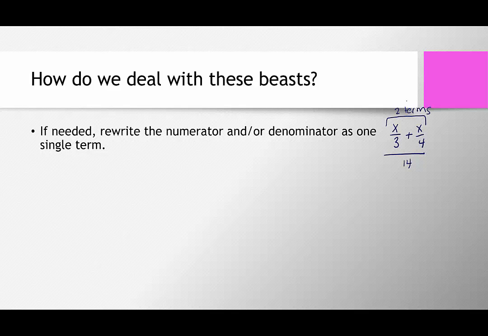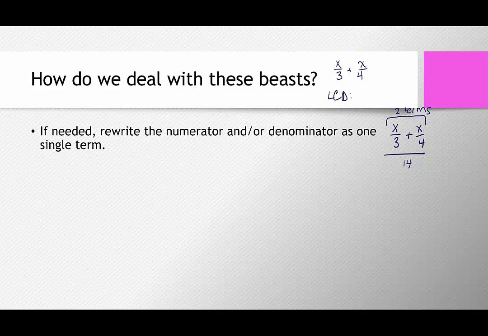First of all, complex fractions can be really scary. So I would say just take the numerator and deal with it somewhere else. Go off to the side and say, okay, I have x over 3 plus x over 4. How do I get these to be one term? What are you doing? You're adding fractions. When you add fractions, what do you need? A common denominator. So you would want to find a common denominator.